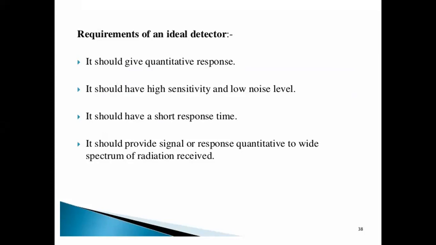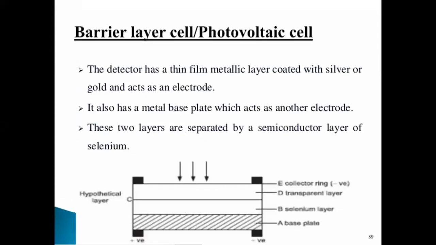The detector should have high sensitivity and low noise level, as expected. The detector should have a short response time. Within a short time span, the detector should detect the energy and convert it into signals. The detector should provide a signal or response quantitative to a wide spectrum of the radiations received. Again, quantitative response, high sensitivity, low noise level, and short response time are expected. So these are the ideal requirements of the detectors.